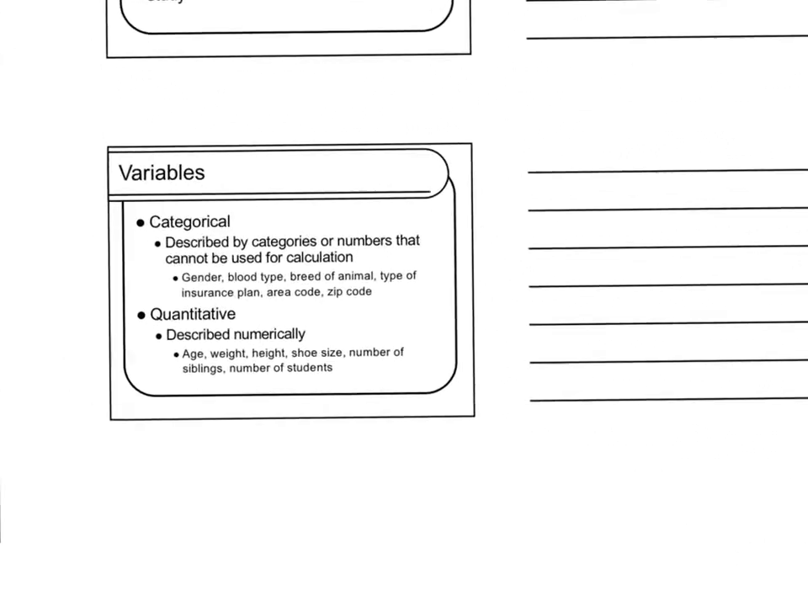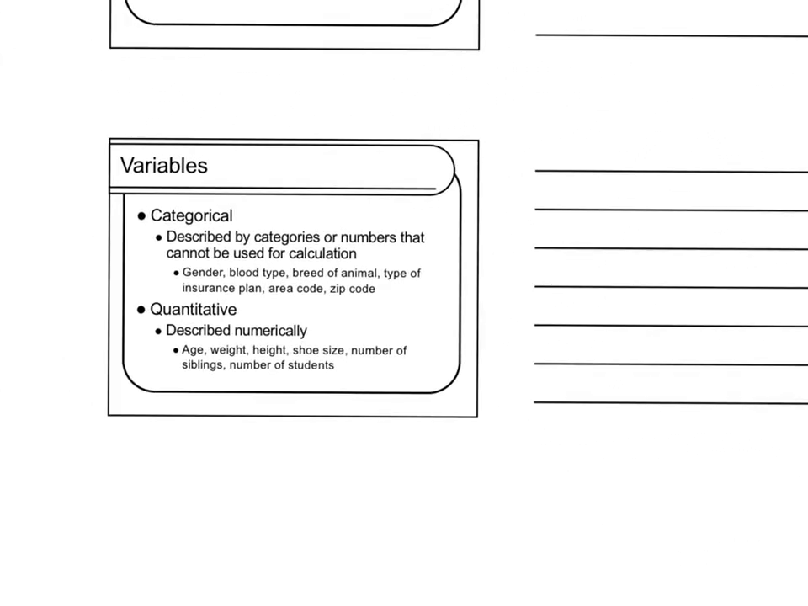We looked at the two different types of variables, categorical and quantitative. Categorical variables were described by categories like gender, blood type, breed of animal, voting preference, area code. Even though area code is a number, it's a category. It can't be added or subtracted. Same with zip code.